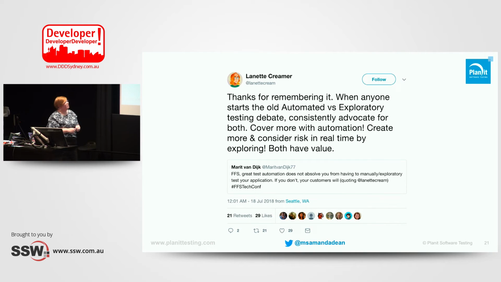So I really love this tweet from Lynette Creamer. She basically says that automated and exploratory testing isn't a competition. We need to consistently advocate for both of them. We can automate lots of things and run those tests really frequently, but we need to assess risk in real time by exploring. Both have intense value and they work really well together.